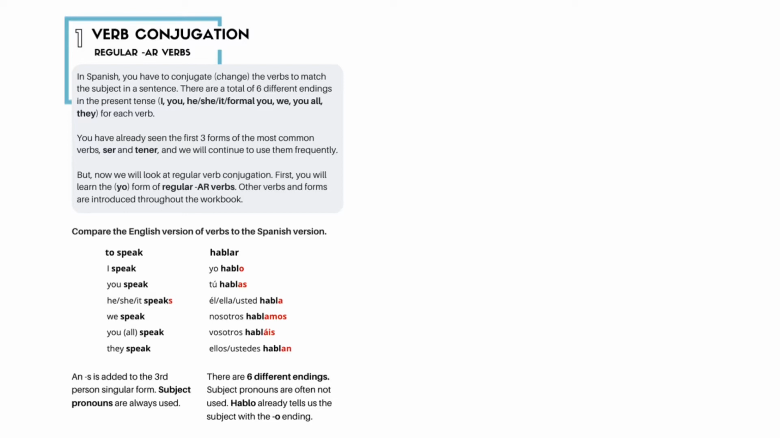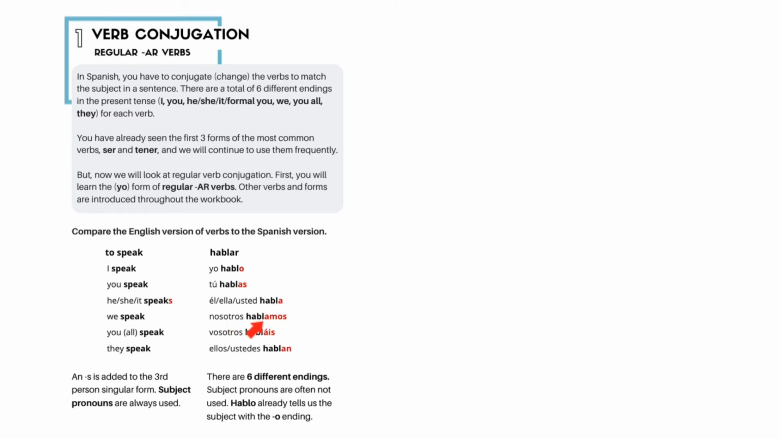So we're not used to doing verb conjugation in English. And that's why it's so hard for us to grasp the concept of it in Spanish. Because if you look at the Spanish side, each verb is going to have a different ending in red. Yo hablo. Tú hablas. Él, ella, or usted, the formal you, habla.